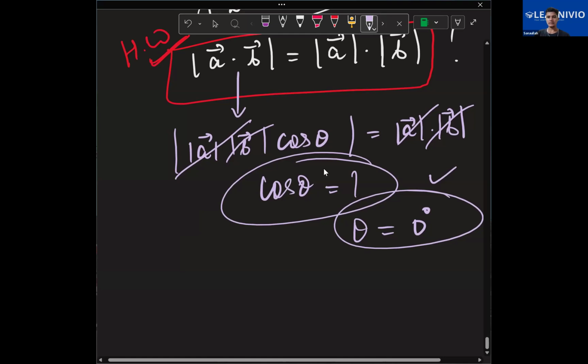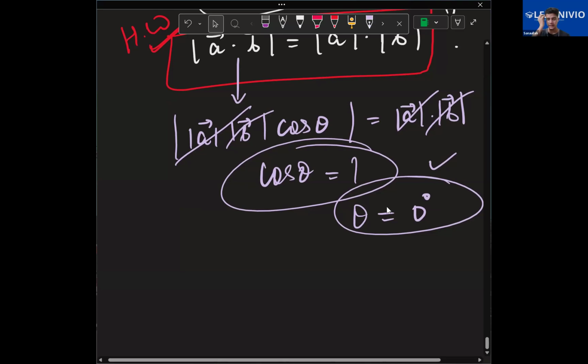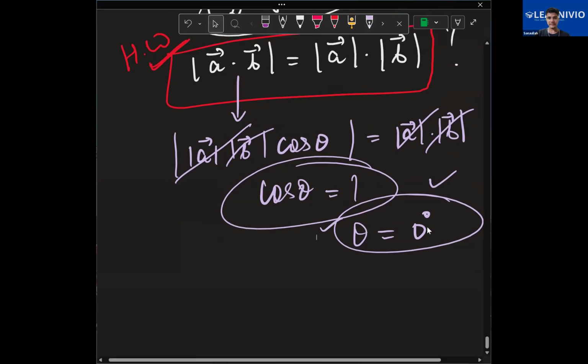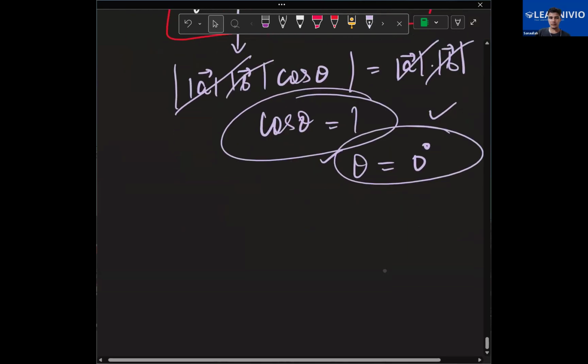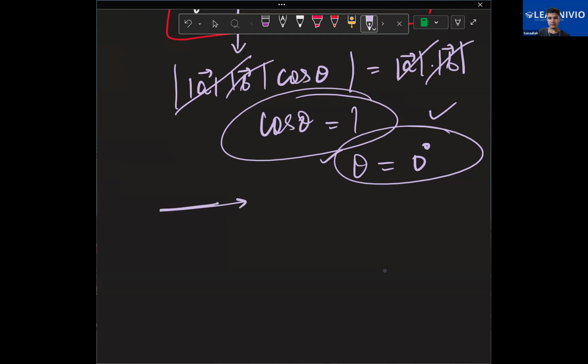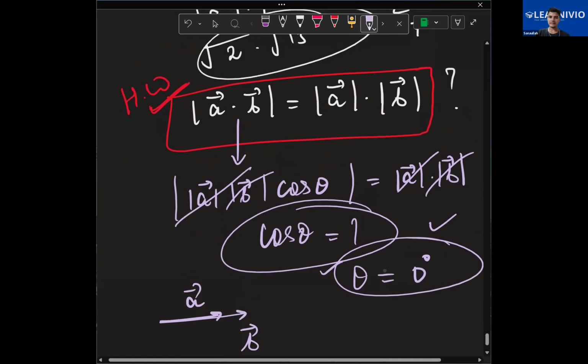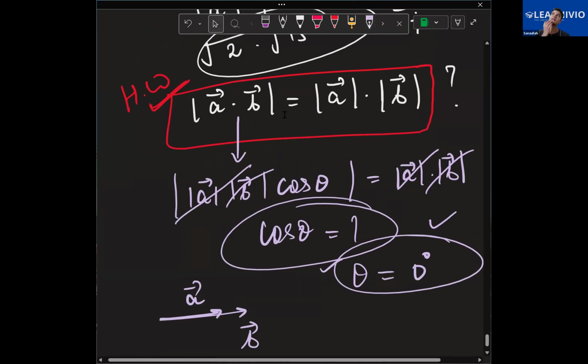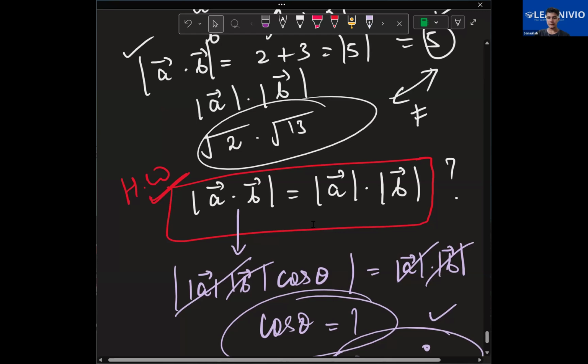Sorry, yes, most probably on the 0, right? There can be other thetas up to 2 pi, but I am considering only 0. So what type of case is this? When your a and b vector are collinear, when they are on the same line, a vector or b vector, in that case this is valid. So I think this is also a question, or it may be in some exercise behind. I just remember this.